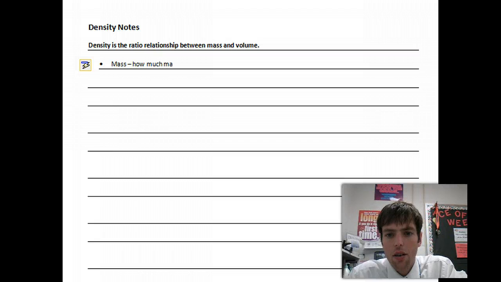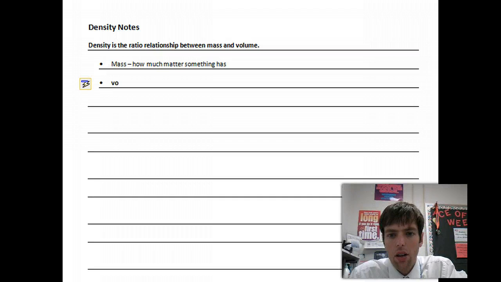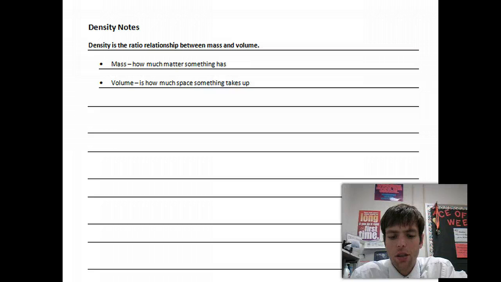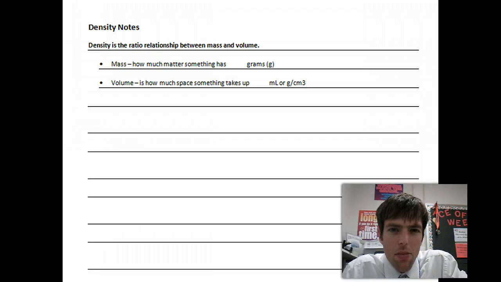is how much matter something has, and volume is how much space something takes up. Mass is something you're usually going to write in grams, and volume is something you're normally going to express in milliliters or grams per centimeter cubed. Now, remembering those two things, let's talk more about that block of wood that we saw float, both the big one and the small one.